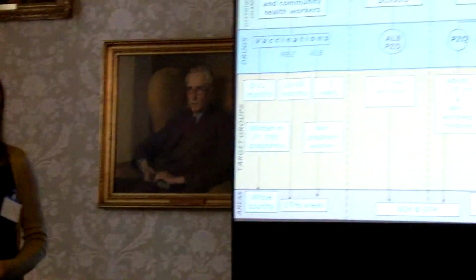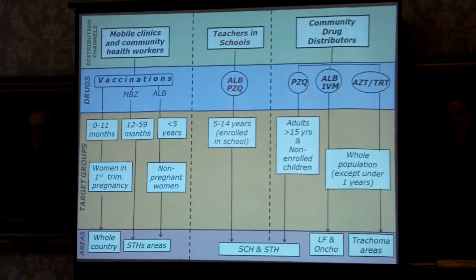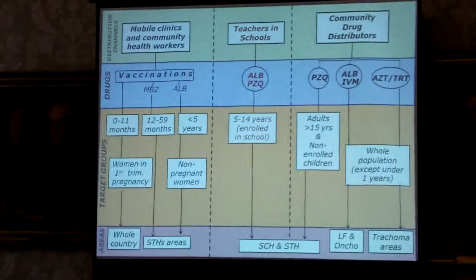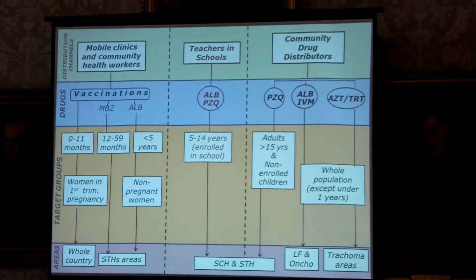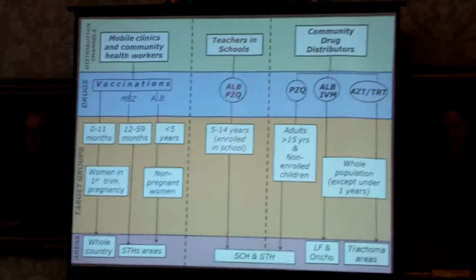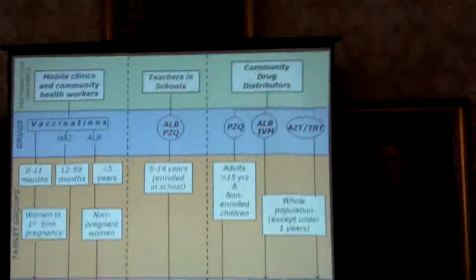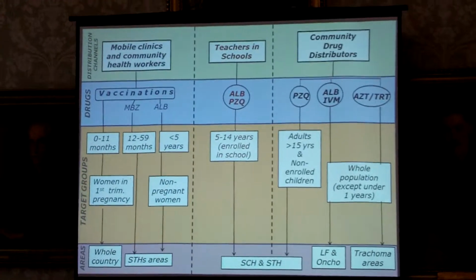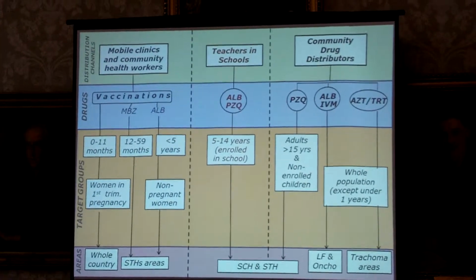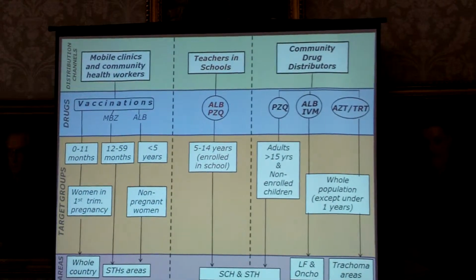So this is an example of the integrated umbrella program. You have 3 different tranches or routes of treatment. They can either go through mobile clinics and community health workers, such as mother-to-child health days, and this will be tagging albendazole and deworming treatment onto vaccinations. This is generally for pregnant women and young children under 5.